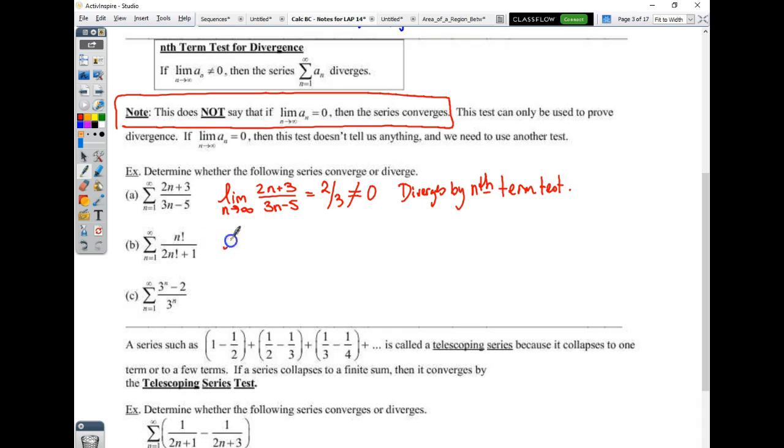What about the next one? The limit, as n approaches infinity, of n factorial over (2n factorial) plus 1. You should actually be able to tell me what you think that equals. It's 1/2. Bottom is always twice as large as the top. And we get 1/2, which is definitely not equal to 0. So we can say that this diverges by nth term.